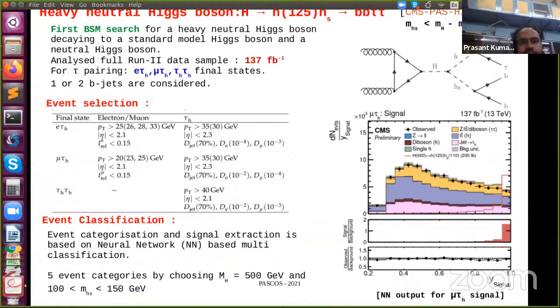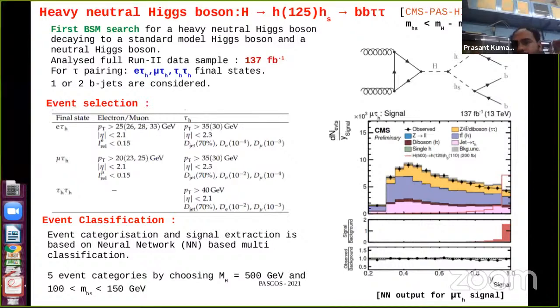So the first result is the search for heavy neutral Higgs bosons in the bbττ channel. This is the first BSM search for a heavy neutral Higgs boson which decays to a standard model Higgs boson and another Higgs boson of mass less than the mass of the heavy Higgs boson minus the mass of the standard model Higgs boson.